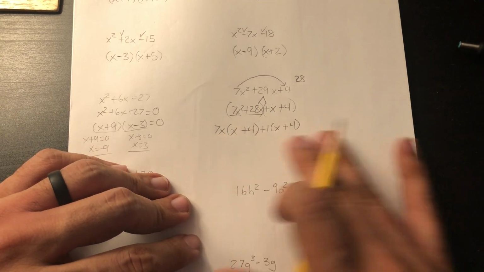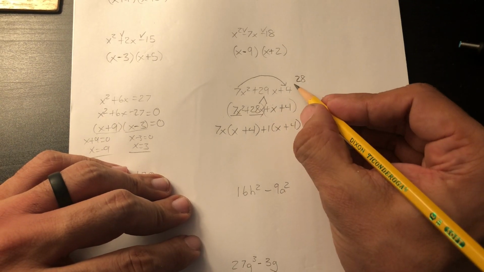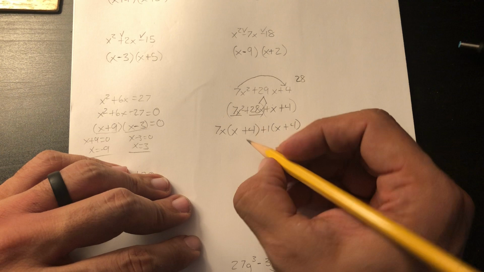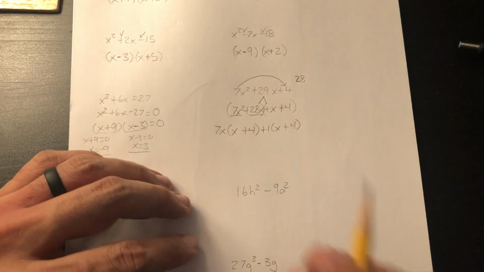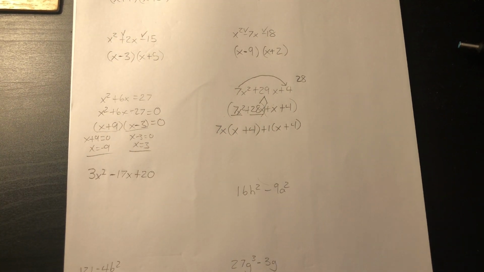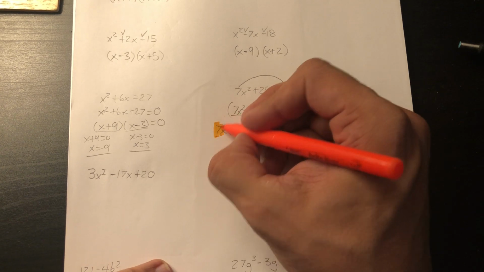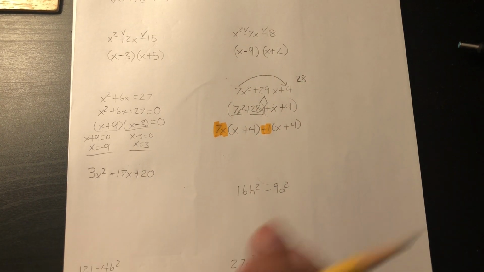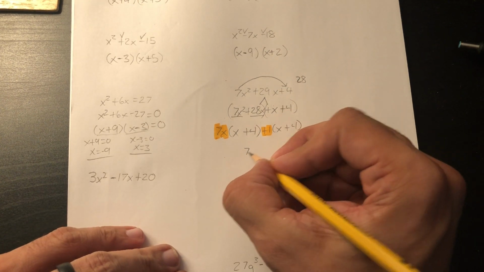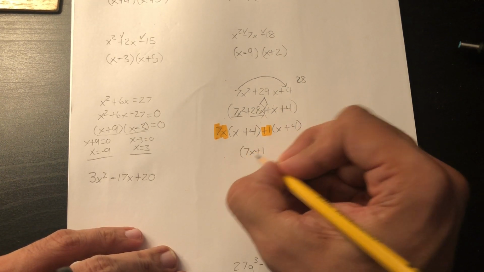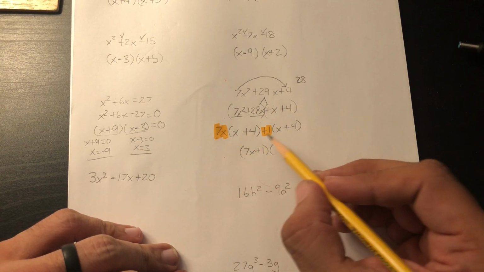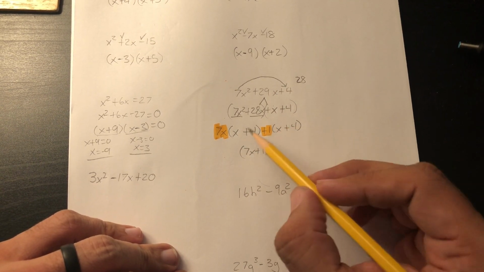Now, that is the second step. So going from here to here is the first step. Going from here to here is the second step. The third step is you write down what is not in parentheses. So that would be the 7x and the plus 1. So you write what's not in the parentheses in parentheses. So 7x plus 1, that's going to be in parentheses. And then the other one, okay, is going to be the x plus 4. You see how these are both the same?